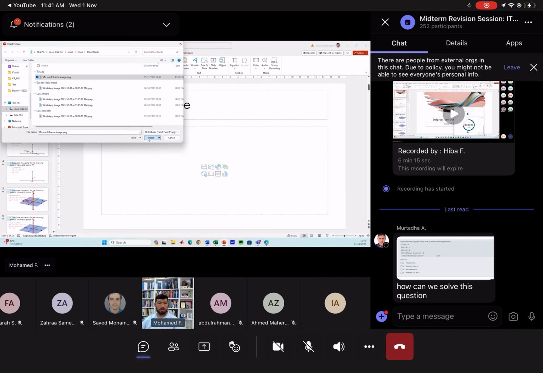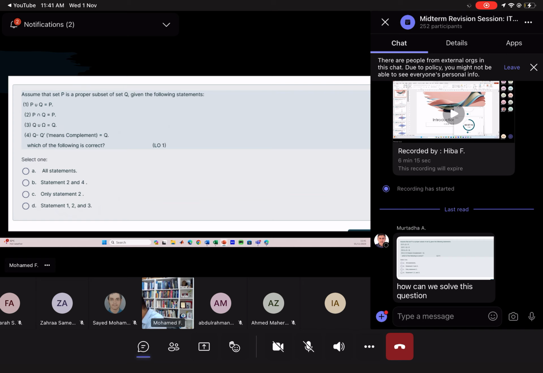Make it even bigger. So let's look at this question. What does it mean here? It means that Q is bigger than P, but there is an extra element here in Q as well. So everything in P is available in Q, but not everything in Q is available in what? In P.